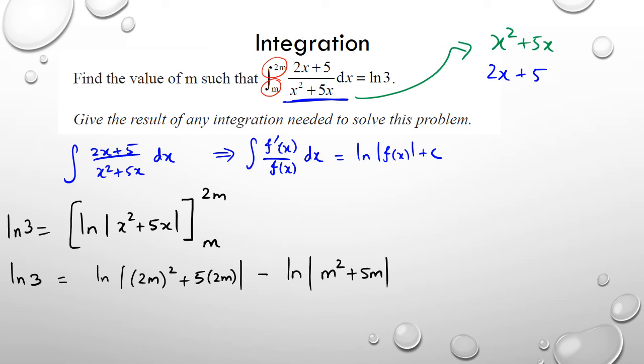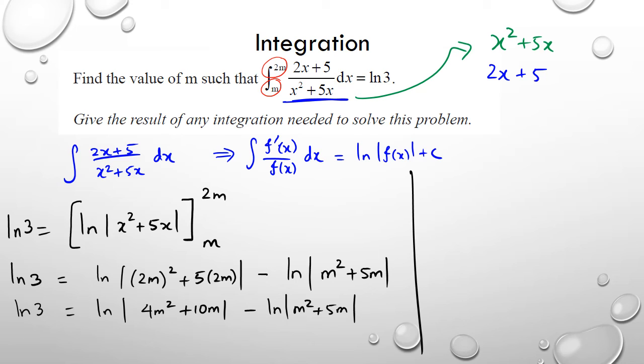Is that okay so far? Okay, so just expanding and simplifying things here. I've got ln of 3 equals ln of 4m squared plus 10m minus ln of m squared plus 5m. Does that look alright so far? Okay.